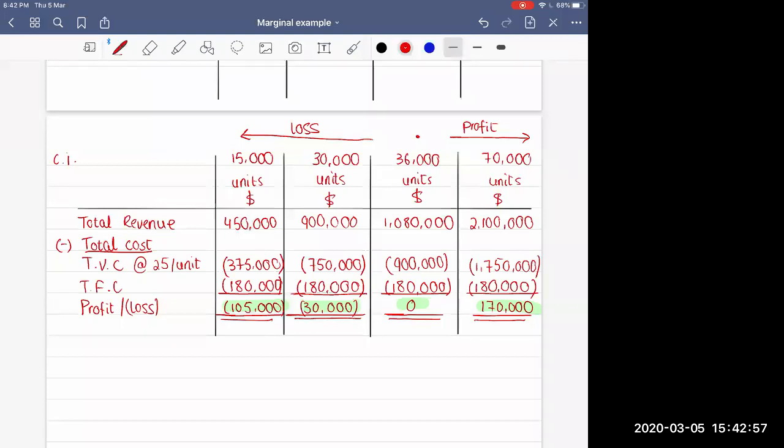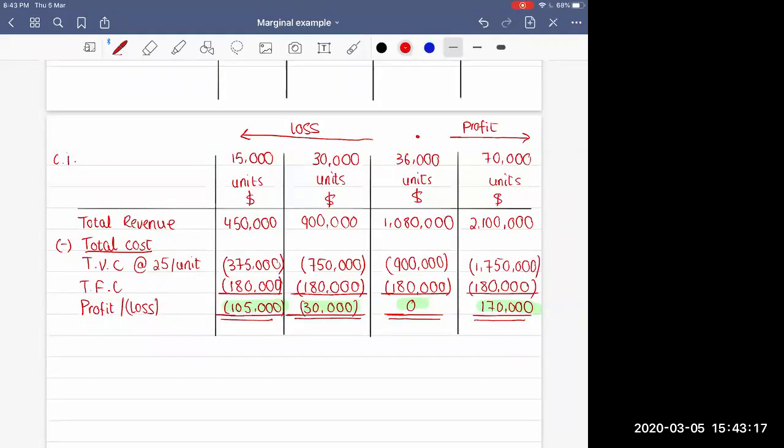So 36,000 is a situation, a condition, an activity and output level where the firm is neither making profit nor loss. And this particular point is called the break-even point. What do we call it? We call it the break-even point.